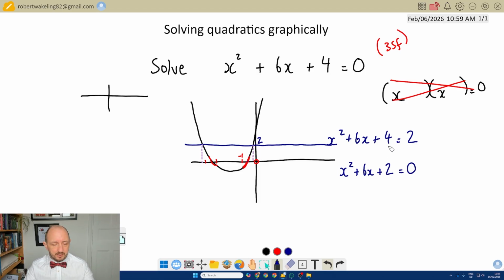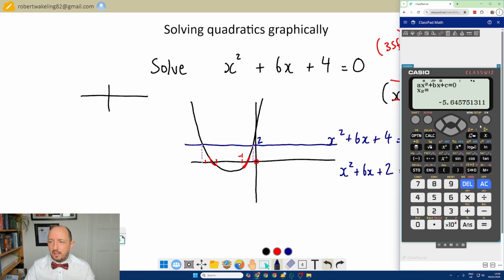If you didn't know about this rearranging, then you can use the normal calculator solve buttons: plus 6x plus 4 equals 2, and solve, and there's the minus 0.35, and we can press solve again with minus 10, and that'll give us the minus 5.6.